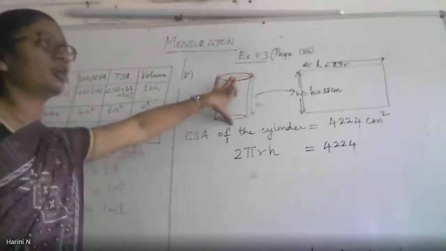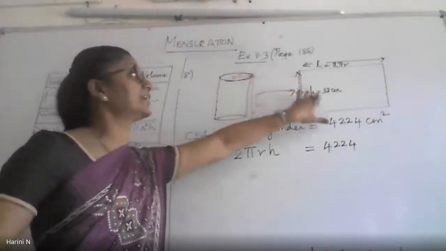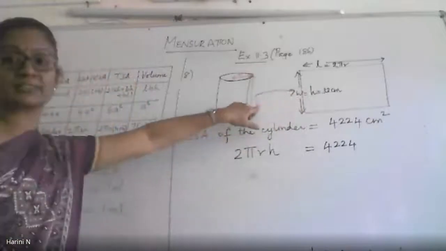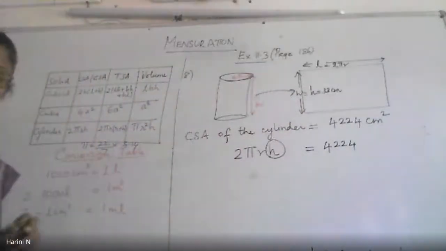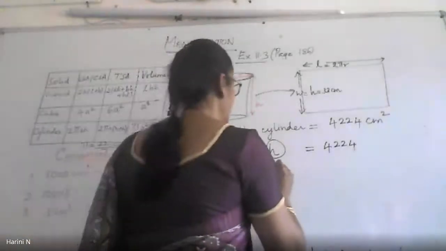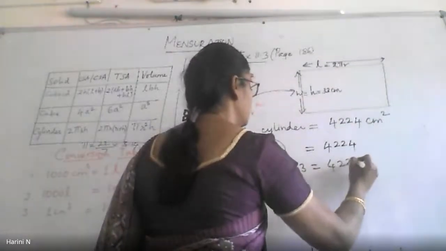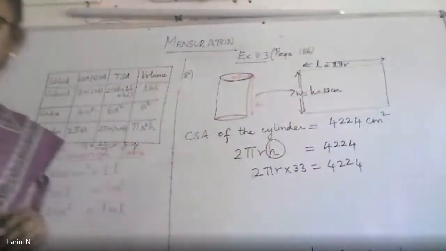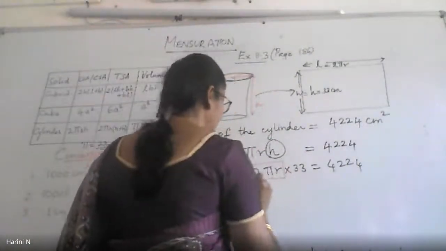Yes, ma'am. Yes, it is given because the height of the cylinder has now become the width of the rectangle. So the width of the rectangle is given, which means it is equal to the height of the cylinder. So in the place of h, can I substitute 33? Yes, so I will substitute 2 pi r times 33 equals 4224. Now I will not touch this 2 pi r. Why I will not touch this 2 pi r, I will tell you later on.